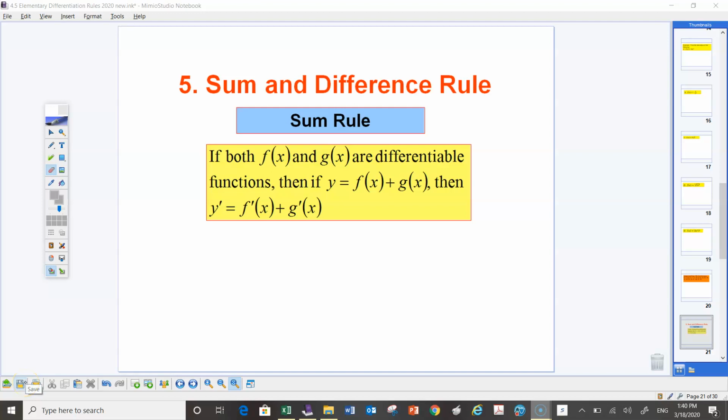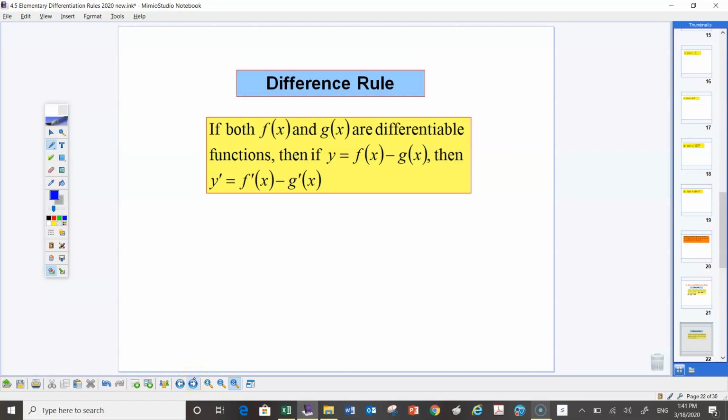In today's lesson, we're going to continue with section 4.5, elementary differentiation rules, and we're going to look at the sum and difference rule. The sum and difference rule is used to find the derivative if two or more functions are added or subtracted. For example, if y equals f of x plus g of x, then the derivative, which is written as y prime, is the derivative of f plus the derivative of g.